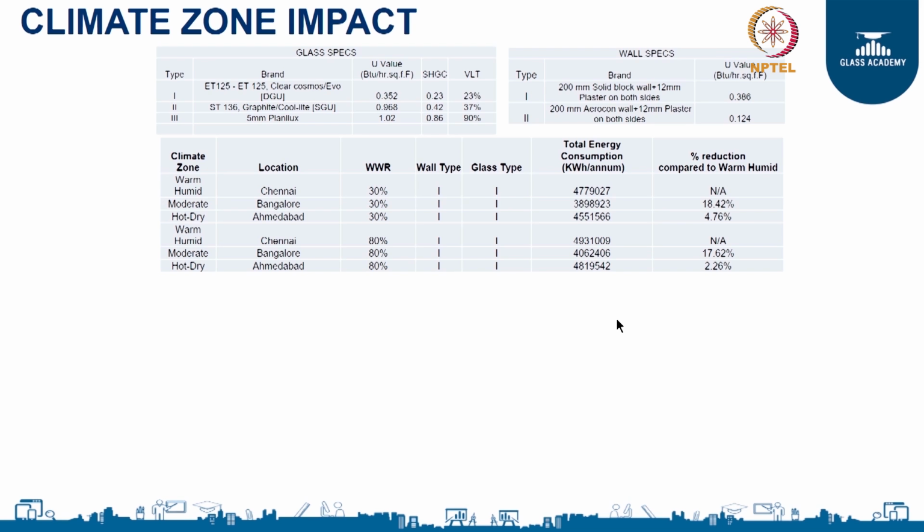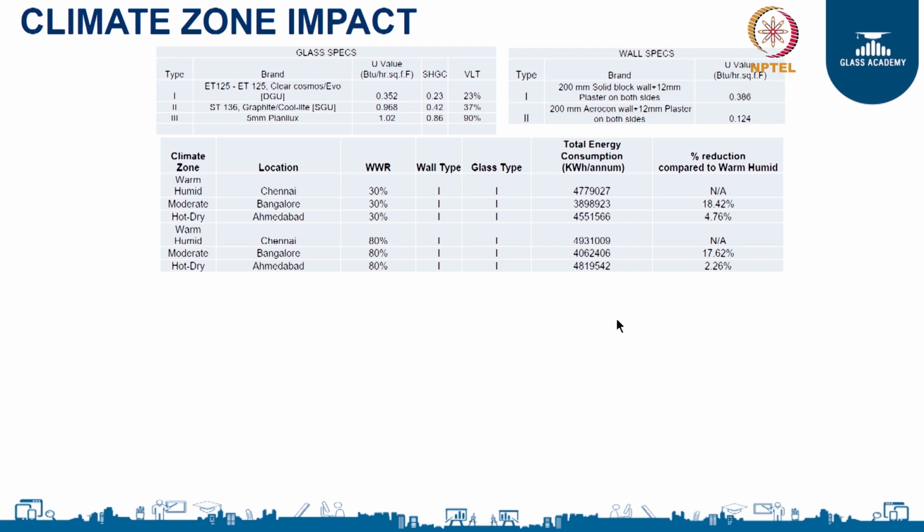So if you have a wall type 1 is talking about a glass spec of ET125 with a U value of 0.352, SHGC of 0.23 and a VLT of 23%. That is glass type 1. Wall type 1 is 200 millimeter solid block. So you can see, from this table, that the climate zone actually has an impact on the energy performance. So warm humid climate zone actually has higher energy consumption for the same spec of wall and glass compared to humid or moderate, right?